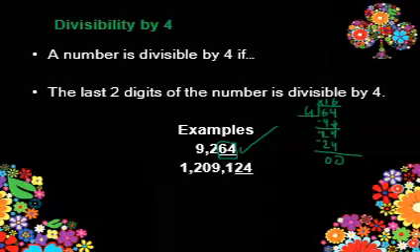Another example, 1,209,124. So this 24, you can know directly that it's divisible by 4 because 6 times 4 is 24. So the whole number is divisible by 4. So it's just enough to check the ones and the tens together. Another example, 216. You take the ones and the tens together, it's 16. And 16 is divisible by 4 because 4 times 4 is 16. So the whole number is divisible by 4.